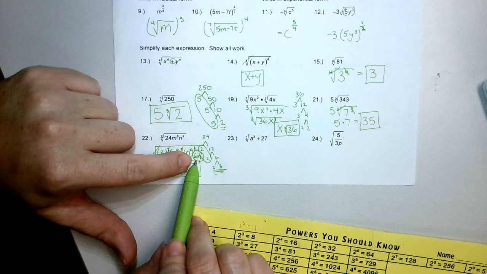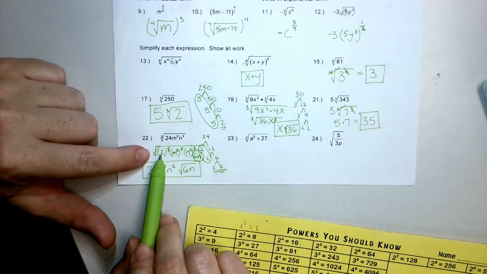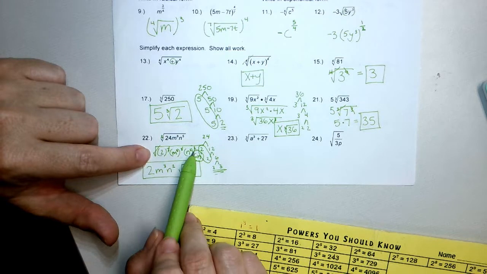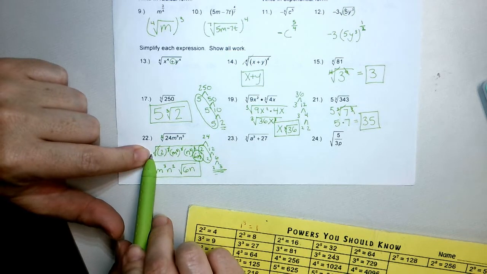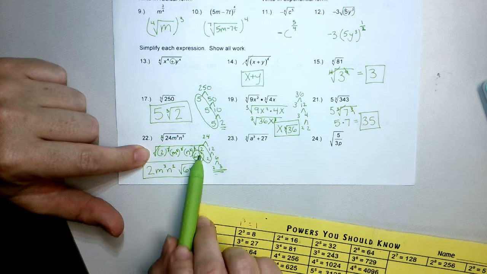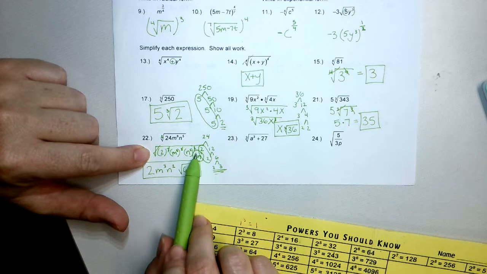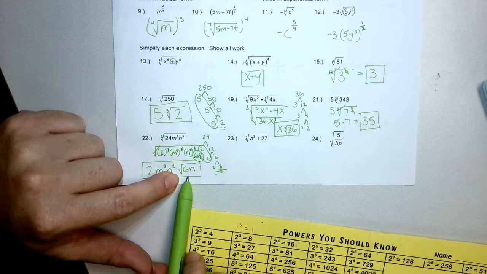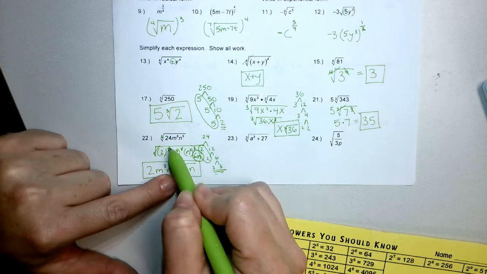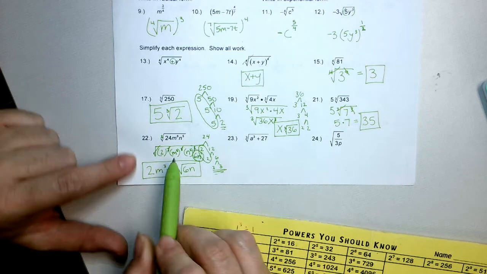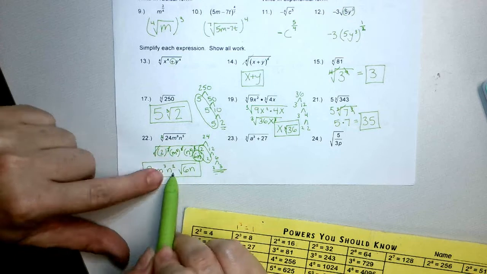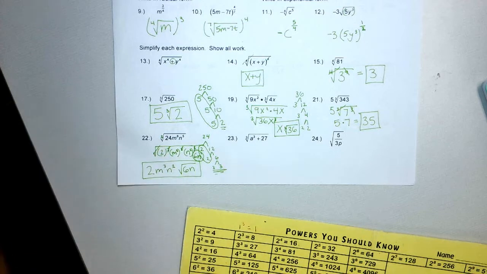So the reason I want to write it as something squared, something squared, something squared is because I want to cancel it with the square root, right? But this over here, the 6 n, did not have any squared to cancel. So that had to stay under the house. But here I canceled the square root, the squared, the squared, the squared, and I had a 2 m cubed n squared left that got to come out of the house.